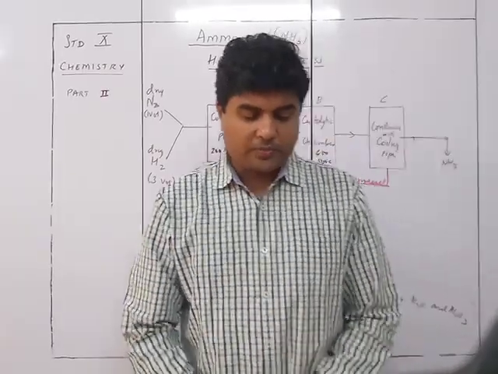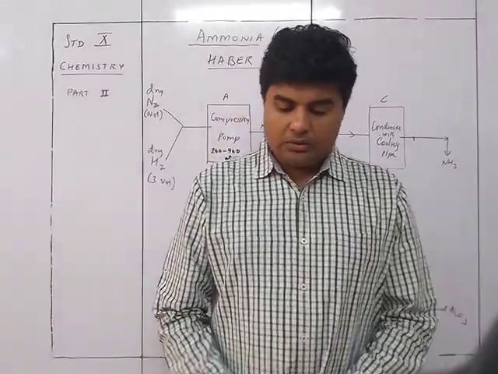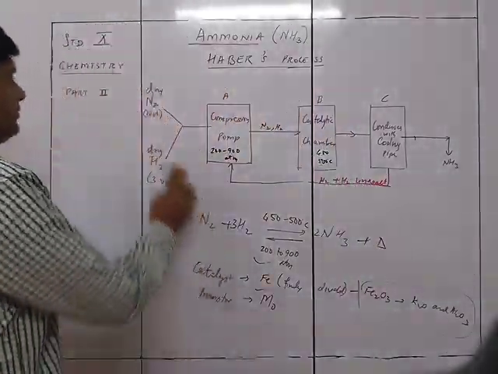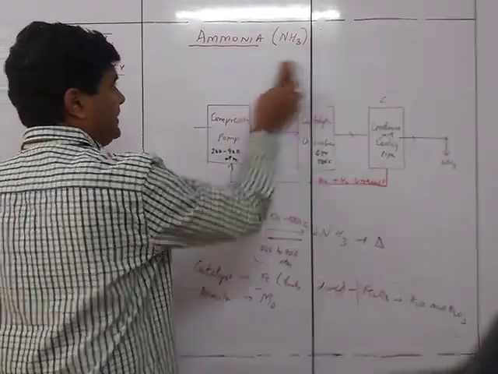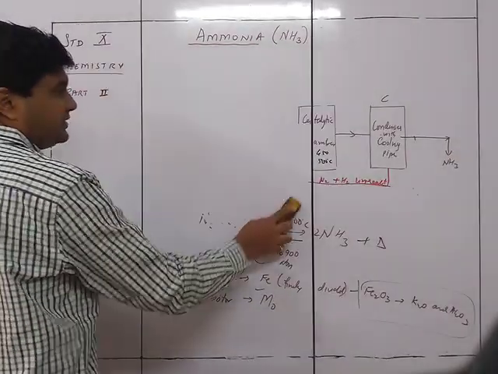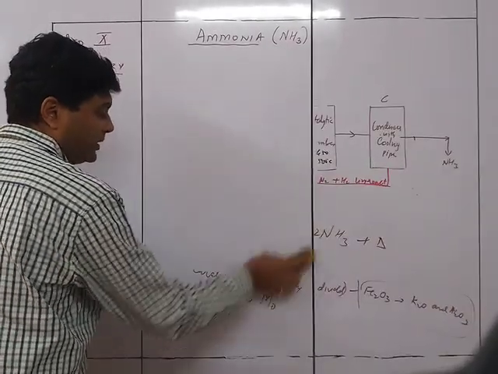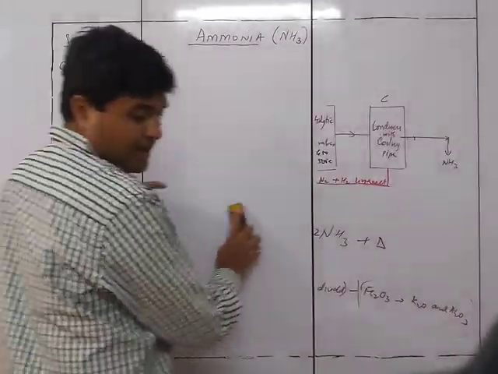Now we move on to the properties of ammonia. In the properties of ammonia, the first is the physical properties. As far as the physical properties are concerned, the first thing will be the color, odor and taste.